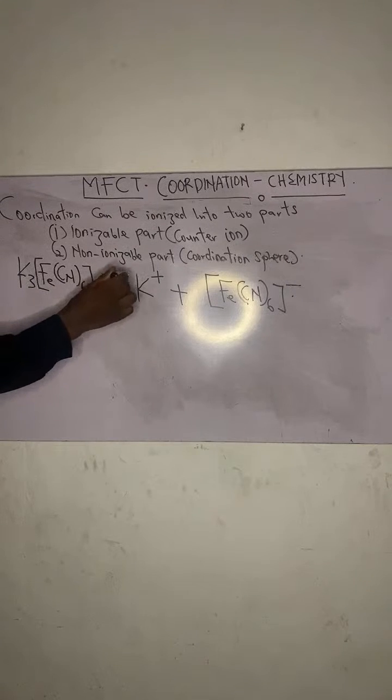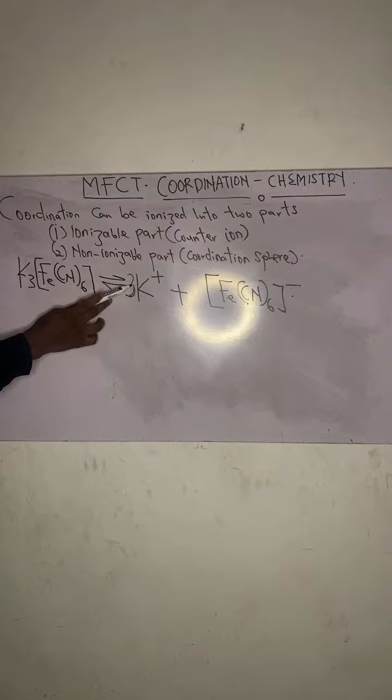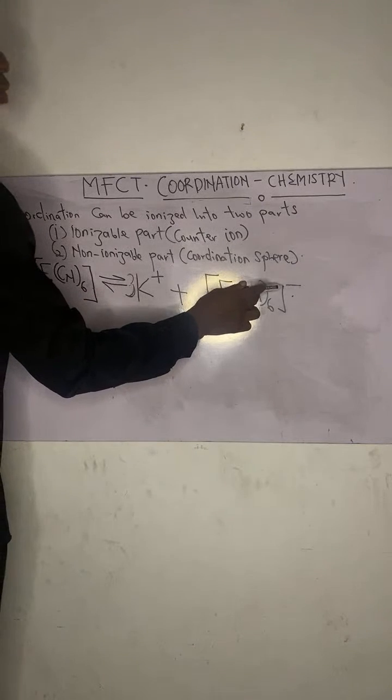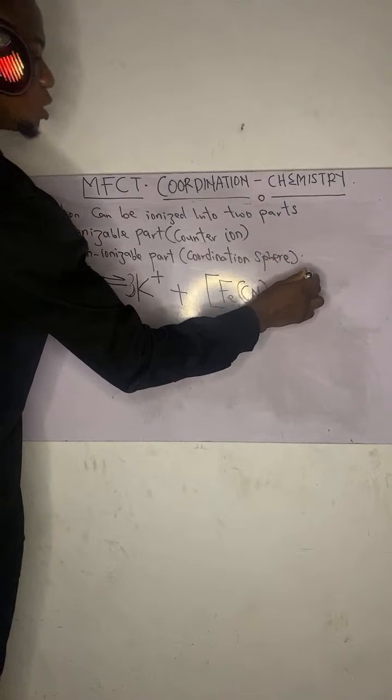Once you've assigned the correct charge on top of the two, the next thing you are going to do is balance the equation. You are going to check the compound again. How many potassium do we have? We have 3 potassium here. So this simply means that at the back of potassium here, I'm going to place 3. Any value you place at the back of potassium, you will also write at the top of the coordination sphere. So this is the correct ionization for this coordination compound.